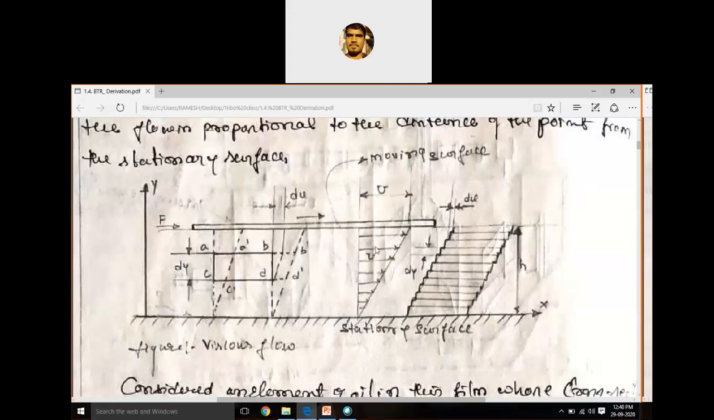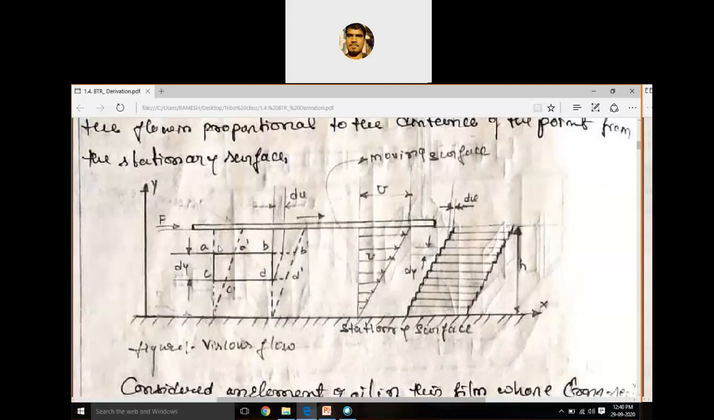Here you can see the maximum velocity and minimum velocity across the layers of the fluid film. h is the gap between the moving plate and the stationary plate, or the thickness of the fluid film. dy is the thickness of a small layer of fluid film, and du is the small change in velocity across that small layer dy.